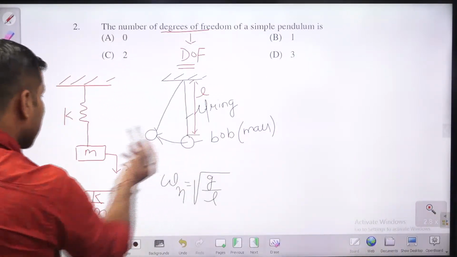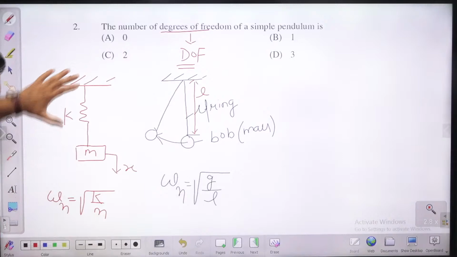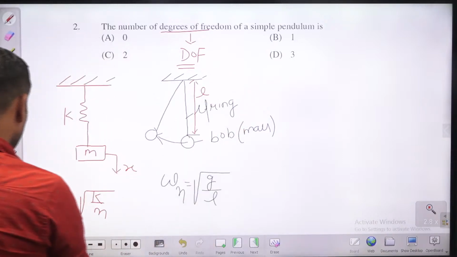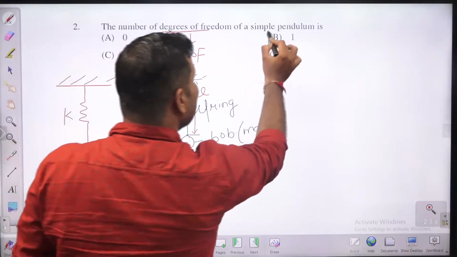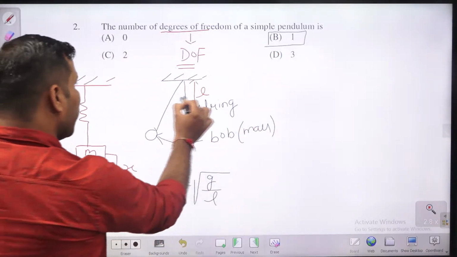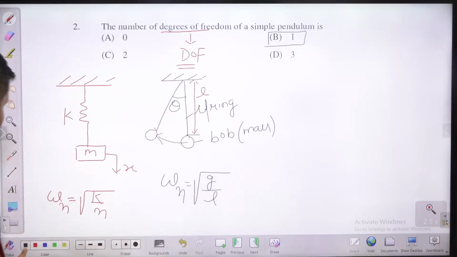All these systems, a pendulum and a simple spring mass system, are known as single degree of freedom systems, guys. The degree of freedom of a simple pendulum is 1, because here you will have only theta. So the degree of freedom of a simple pendulum and a simple spring mass system is 1.